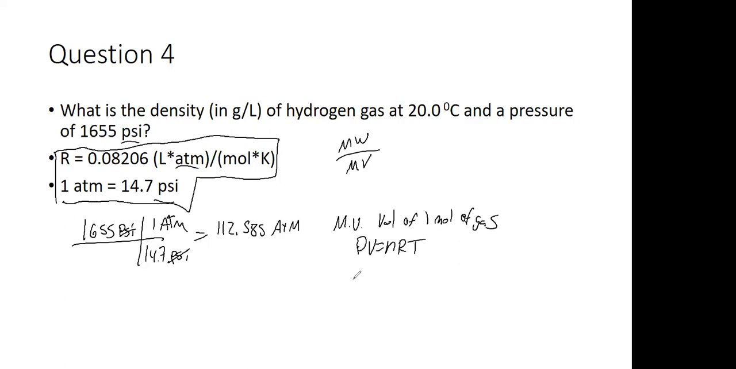So if my pressure... I'm solving for volume. Let me just rearrange that. Volume equals NRT divided by P. Again, if I'm trying to solve for a variable, that variable needs to be by itself. So volume equals N, number of moles. Well, if this is molar volume, N is one, right? It's the volume of 1 mole of gas. So 1 times my R constant, 0.08206, times my temperature.